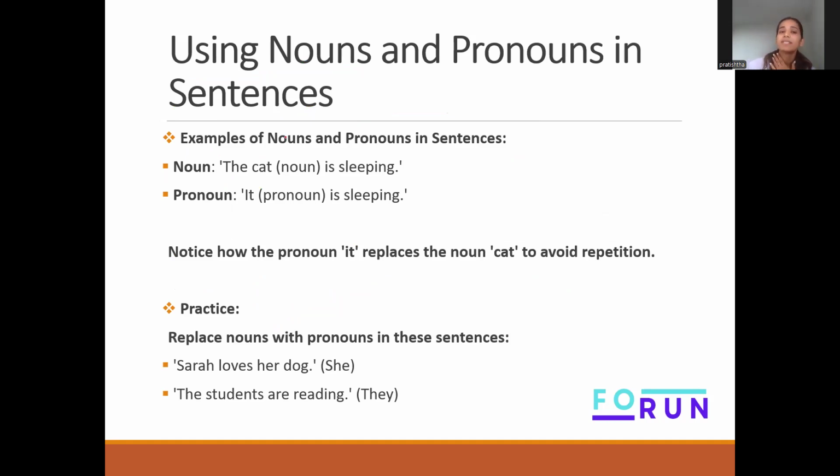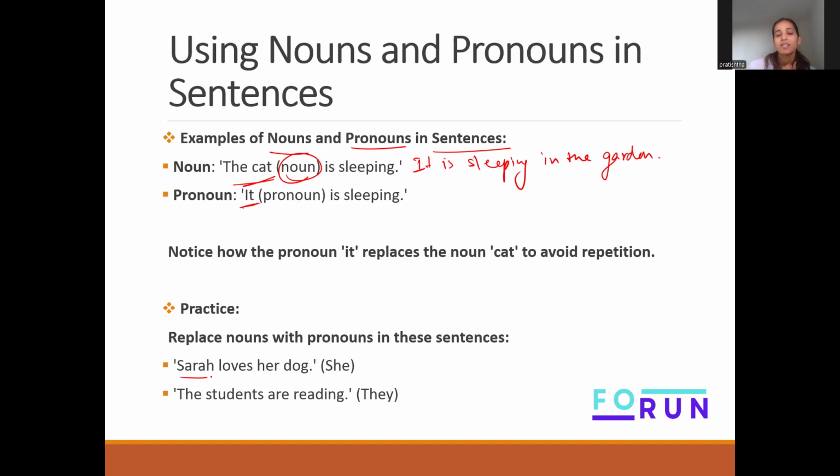So now we have some examples of nouns and pronouns in a sentence. The cat is sleeping, the cat is a noun, right? It can replace the cat. So it is sleeping. The cat is sleeping. It is sleeping in the garden. You can just replace. You don't have to write the cat again.